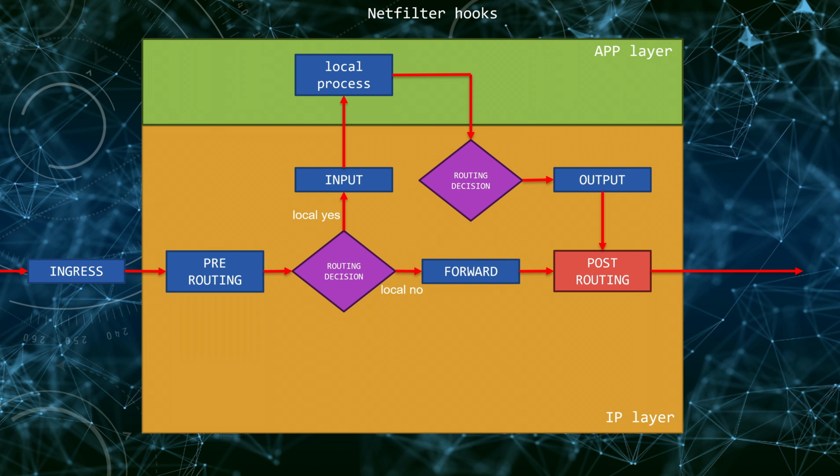If the destination IP is on a different network, the routing decision will point the packet towards the forward hook. This hook is for packets that are neither locally generated nor specifically destined for the local system itself. The primary purpose of the forward hook is to handle packets that are being forwarded by the system from one network to another. Here we can perform filtering of packets in scenarios where a system is functioning as a router or gateway. The traffic goes to the post-routing hook and out to the network interface.